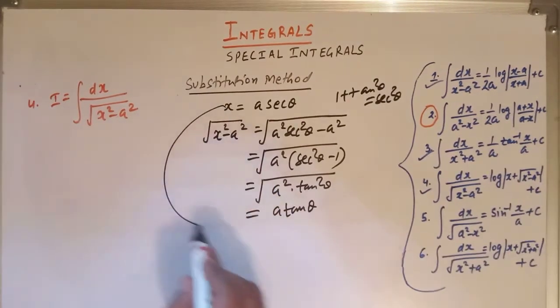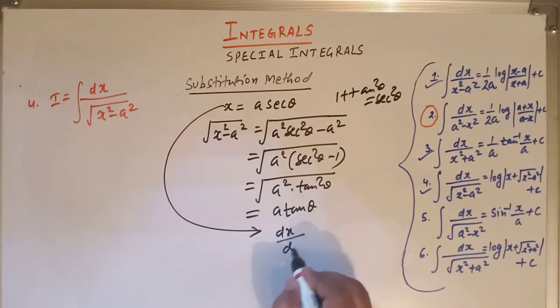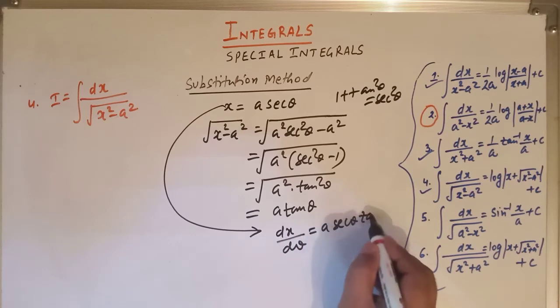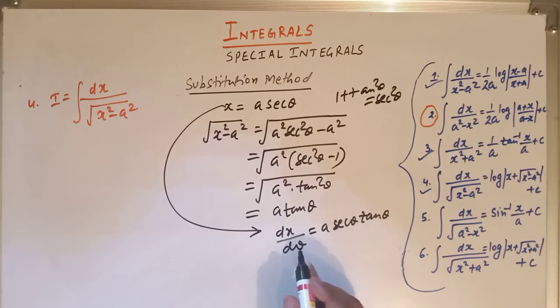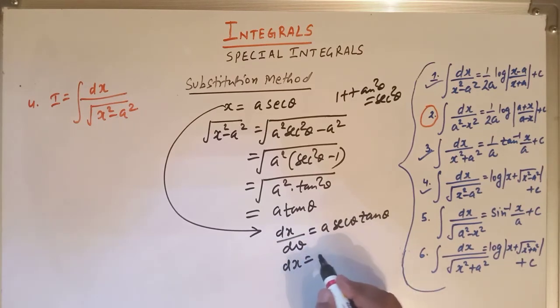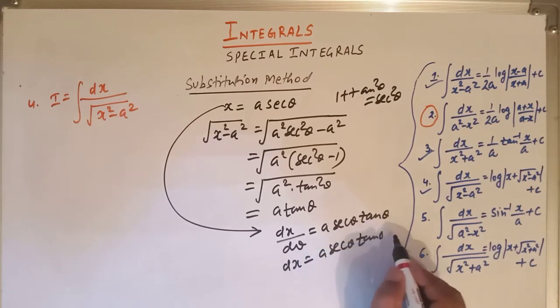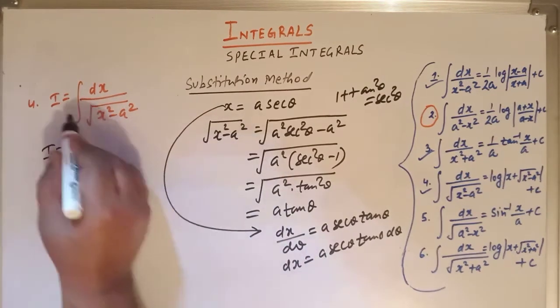Now from here we have dx over d theta is equal to a sec theta tan theta, because the derivative of sec theta is sec theta tan theta. Clear? So dx is equal to a sec theta tan theta d theta. Now let us substitute these values in this integral.